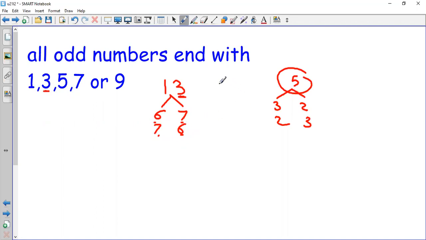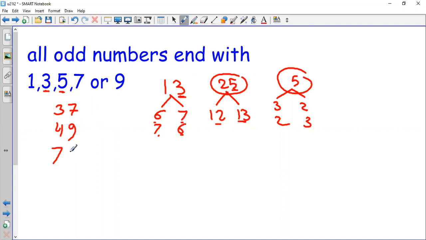Let's think of another number, 25. 25, I can make it into 12 and 13, but they are not equal. This is an odd number. It ends with 5. So I can make a statement that any number ending with 1, 3, 5, 7, or 9 is an odd number, like 37, 49, 71. All these numbers are odd numbers.